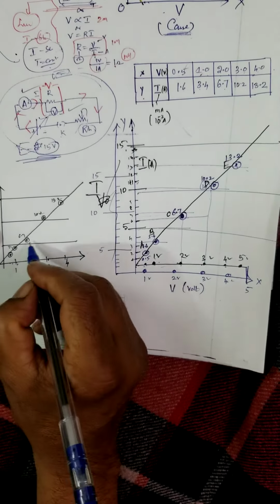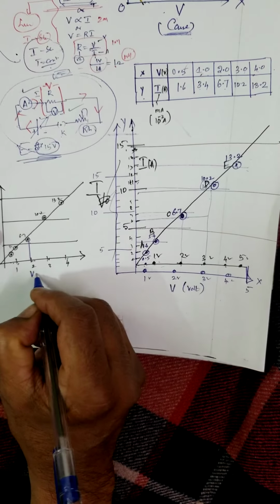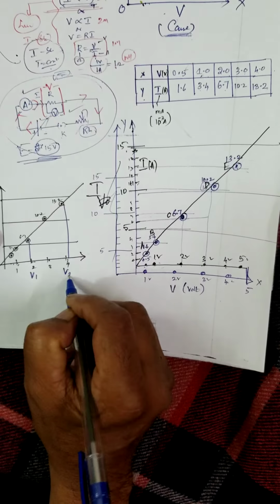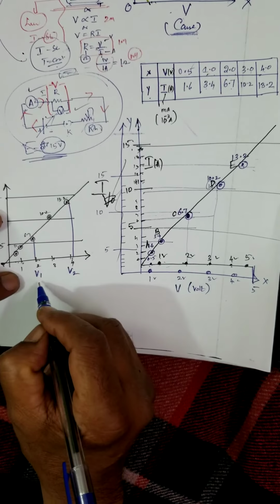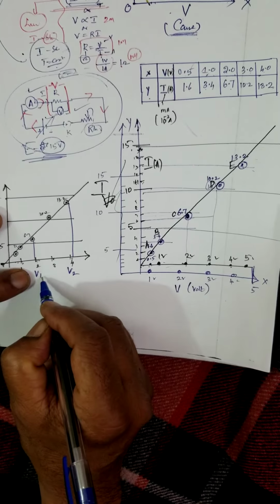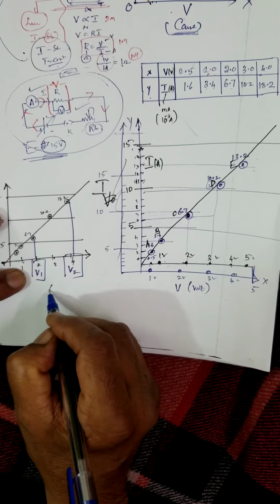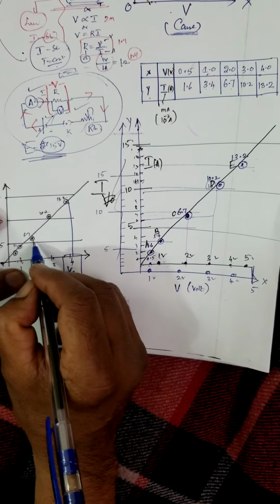Now, this is V1. This is V2. What is V1? V1 is 2 volt. V2 is 4 volt. What is the difference in voltage? The difference in voltage is this.